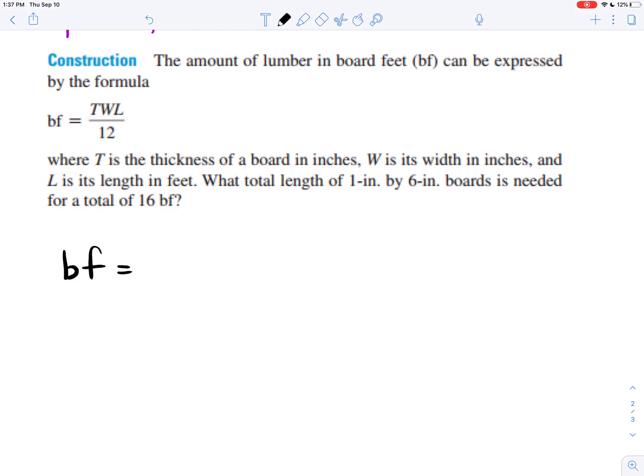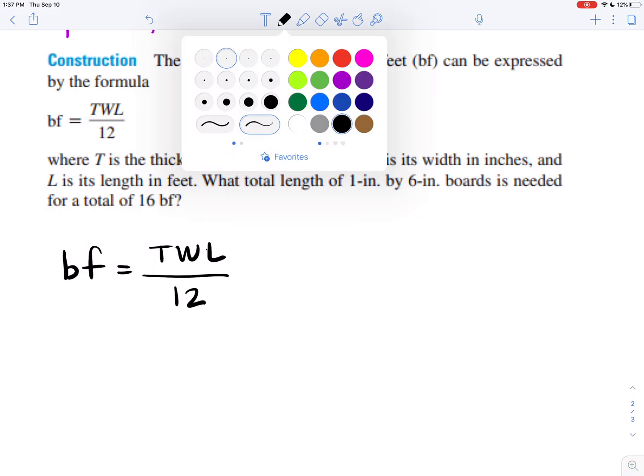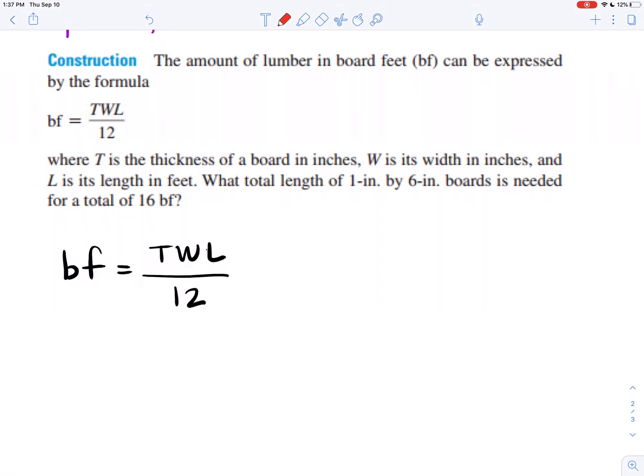And it is expressed by a formula of TWL, that's the thickness, the width, and the length of the board, divided by 12. So again, I make sure I understand what my variables represent. BF is the board feet, T is the thickness, W is the width, L is the length, and then the values that I'm given here.